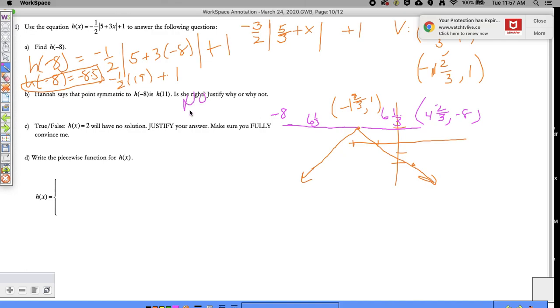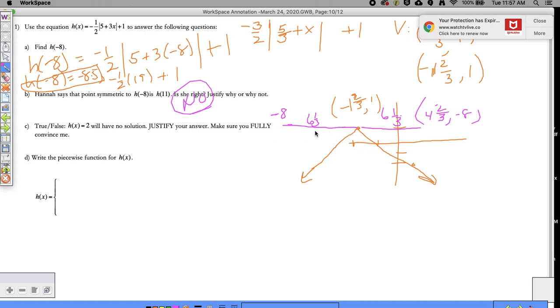So this is no. Okay? True or false, it says h of x equals 2 will have no solution. So let's really think about that one. When I say h of x is equal to 2, h of x is y. So we're saying y equals 2 will have no solution.